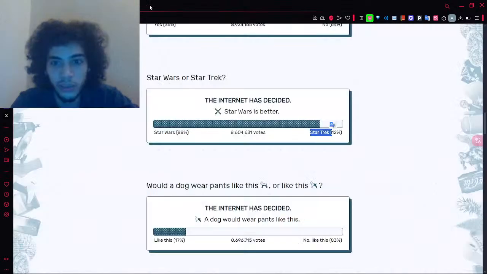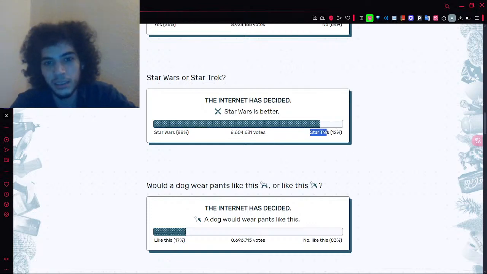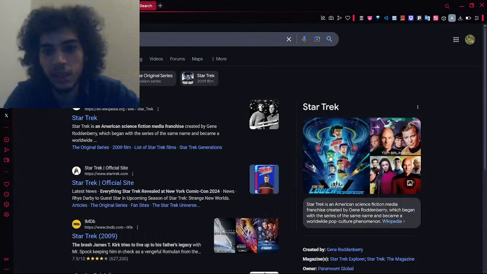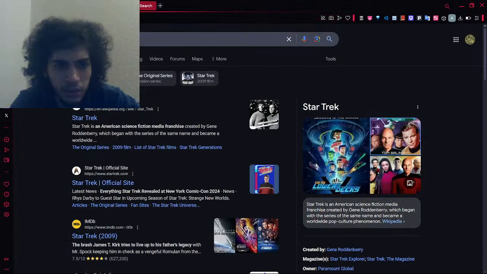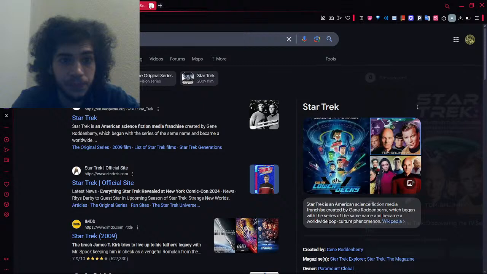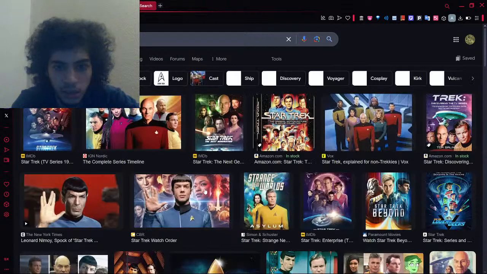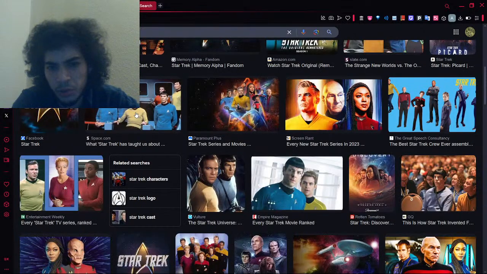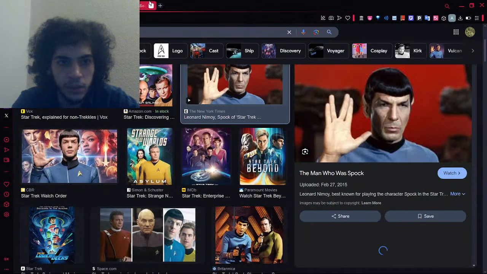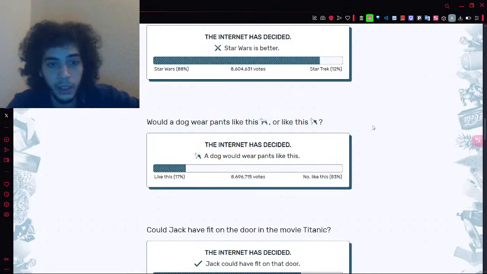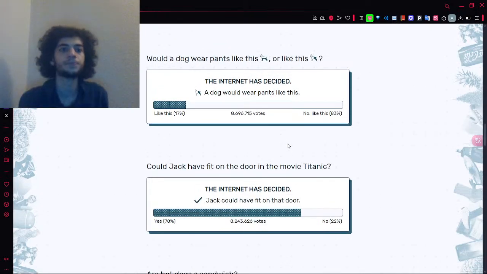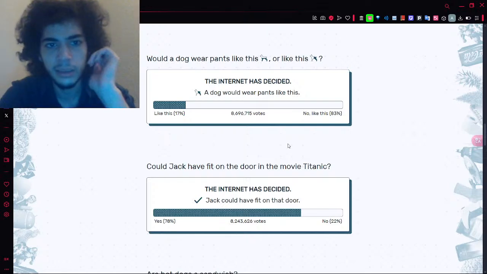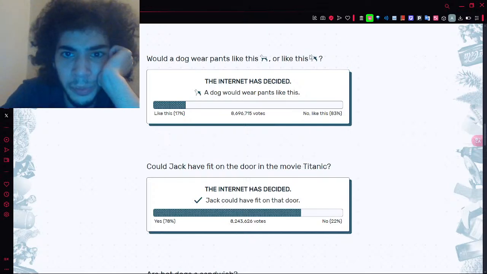Oh, interesting. Oh, okay, that one. Oh, yeah. Star Wars better than Star Trek. Not. It's just Star Trek is like, look at this, it's explicitly lower quality. It's not a big deal. Or is it? I have no idea. I didn't really see it that much, but it seems like lower quality. But it seems older too, which may give it a legacy vintage priority, maybe. I need to watch it, I guess, to see. A dog would wear pants like this. Yes, a dog would wear pants like that.